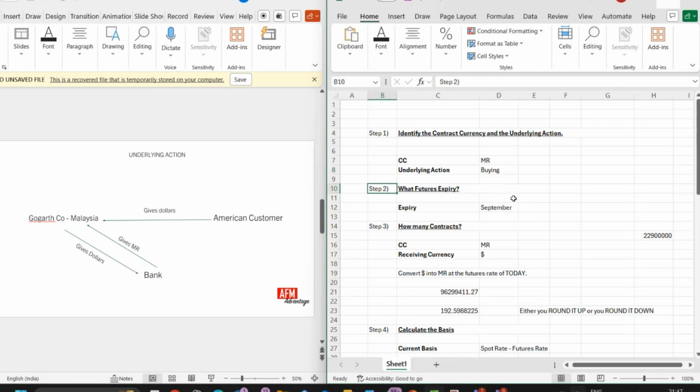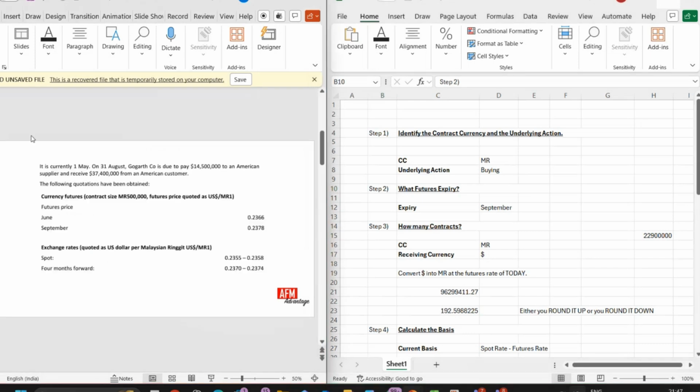Step two, what futures expiry? We had two futures expiries given to us, but the transaction is due on 31st August. So if the transaction is on 31st August, obviously we can't choose June. We'll have to choose a date after 31st August, which is September. So we'll be choosing the September expiry.